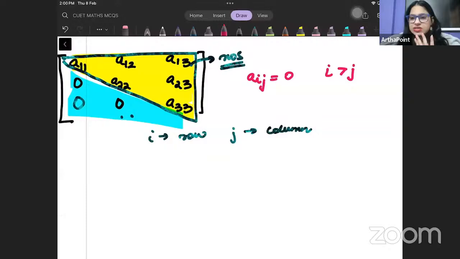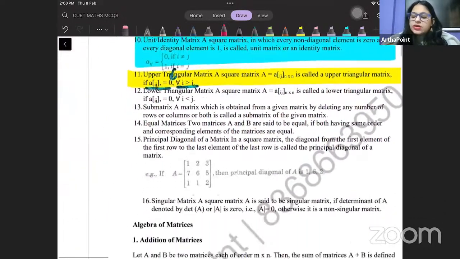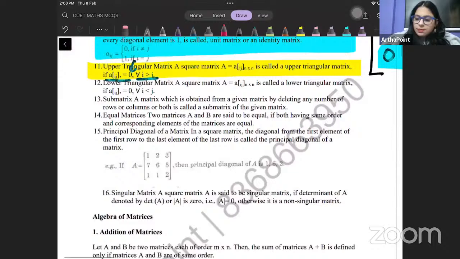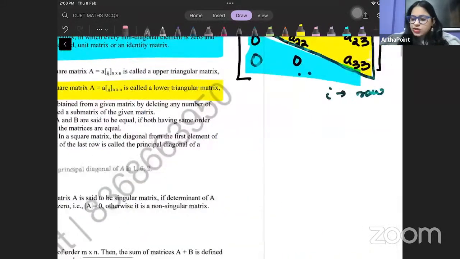ये हमने अभी represent भी कर दिया. That whenever I see an i greater than j, then those elements become 0. That is called as an upper triangular matrix. बच्चे, look at the next one. The next one is saying lower triangular matrix. Just the reverse of this. You can just make it yourself.